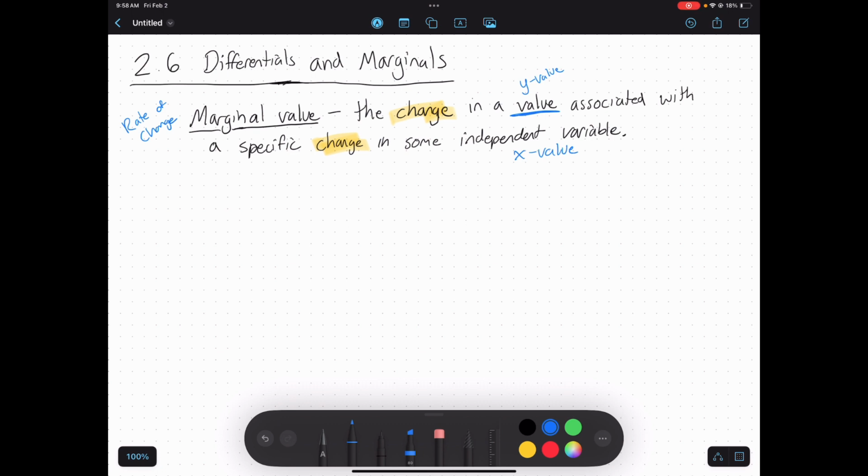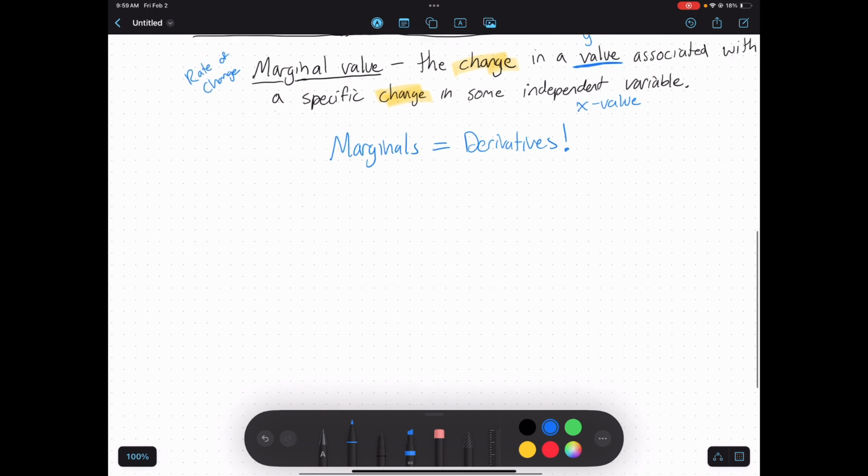Well, what do we call an instantaneous rate of change? A derivative. Remember that all a derivative is just an instantaneous rate of change. So in this chapter, when we talk about marginal costs or marginal revenue, we're really just talking about a derivative. Marginals equal derivatives.